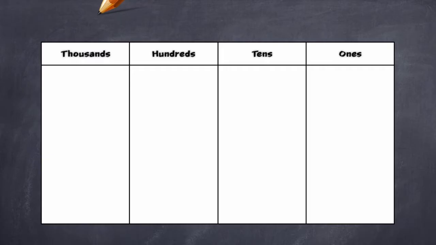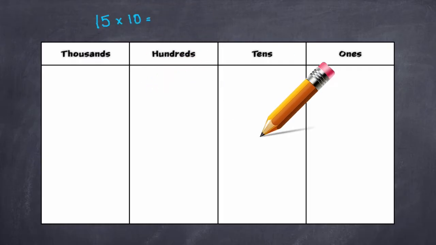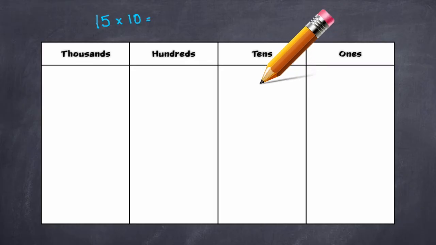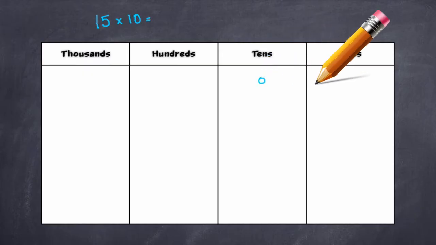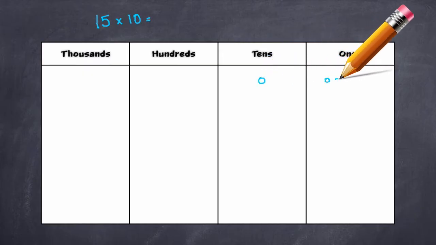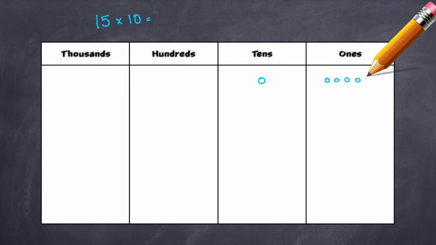What if this time, instead of a single digit, I had a double digit, like 15, and I wanted to do 15 times 10? What would that equal? All right, well, what I'm going to do first is put the number 15 on my place value chart. Okay, so 15 would have 1 ten, and it would have 5 ones. 1, 2, 3, 4, 5.